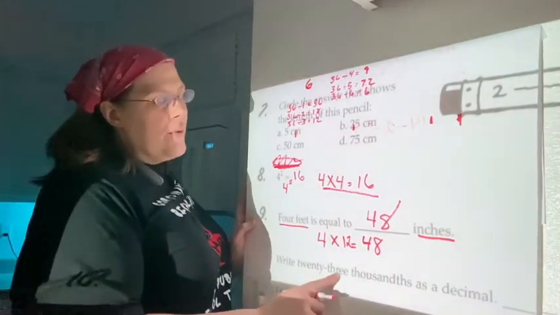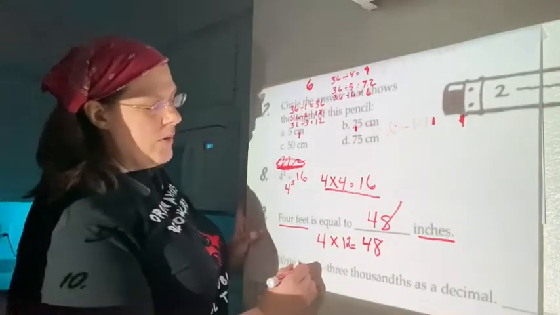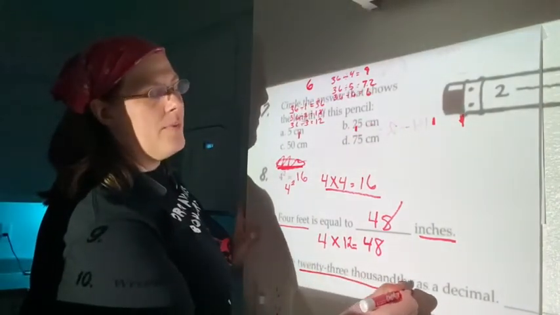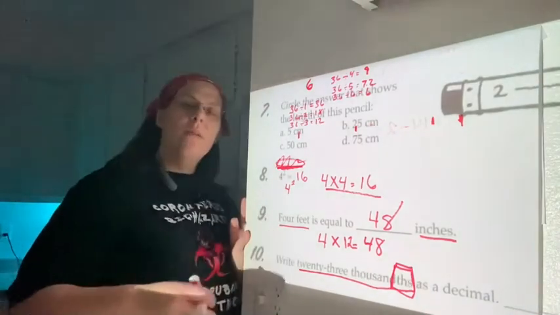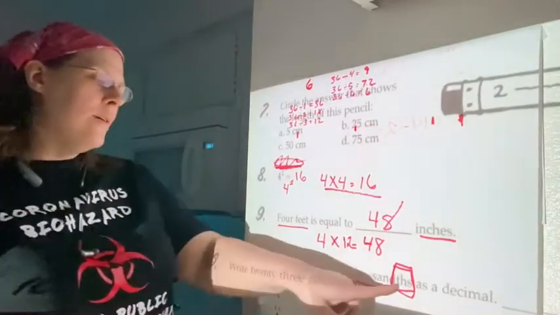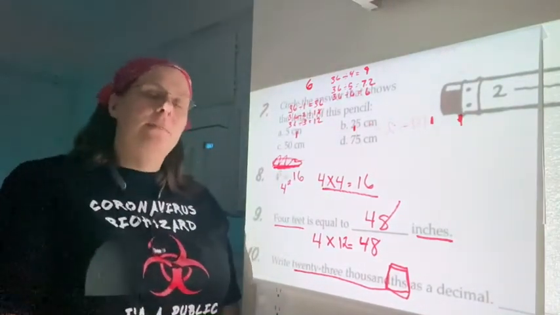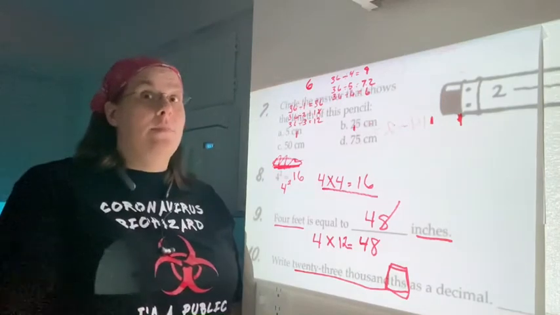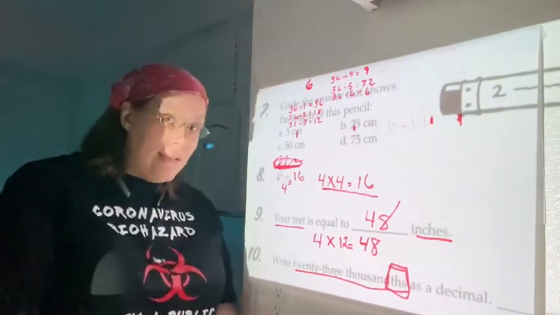Write 23 thousandths as a decimal. So we gotta write 23 thousandths. Magic key right there: anytime you see the letters on the end of a word, THS, and we're talking about numbers, that means it's a decimal number. All right? That's what that means. The THS means decimals.